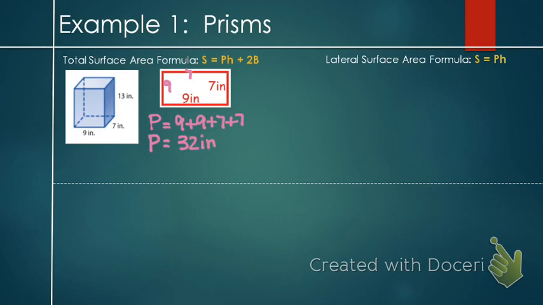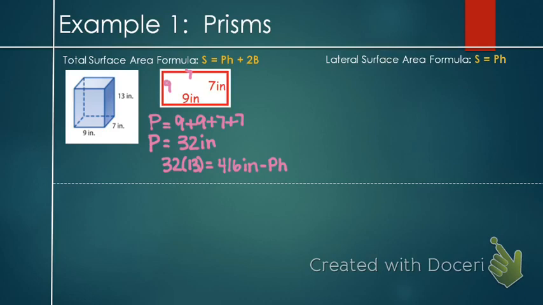Okay, but it is perimeter times our height. So we have 32 as our perimeter. Our height of the shape is 13. When I multiply 32 times 13, we get 416 inches. Okay, that is just for the perimeter of the base and the height.